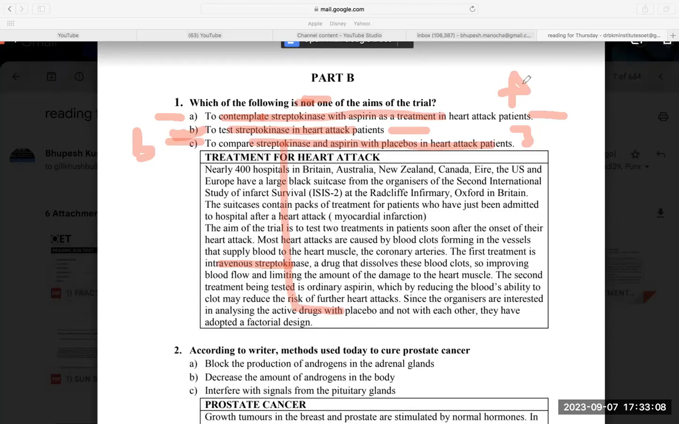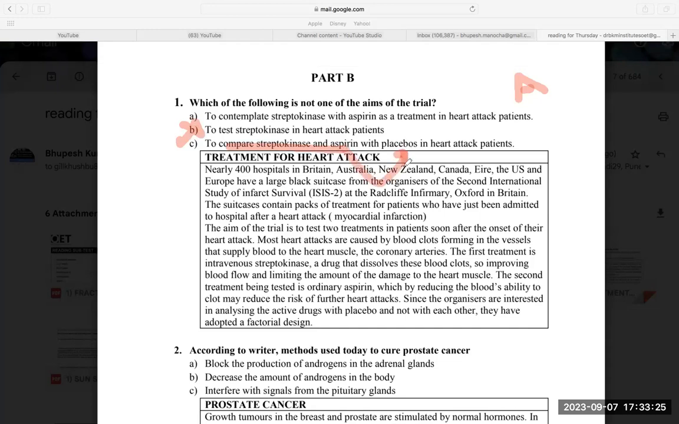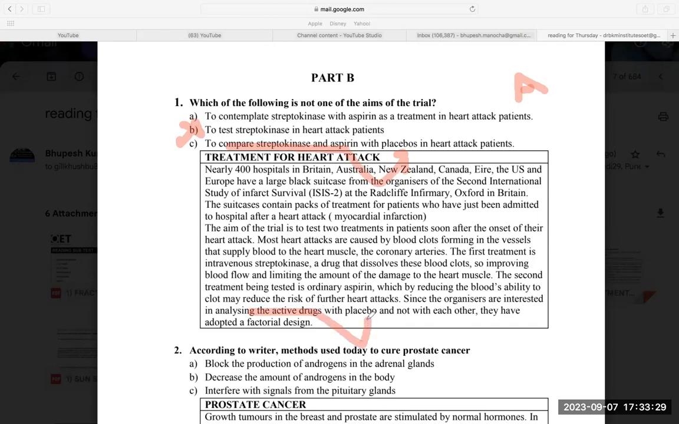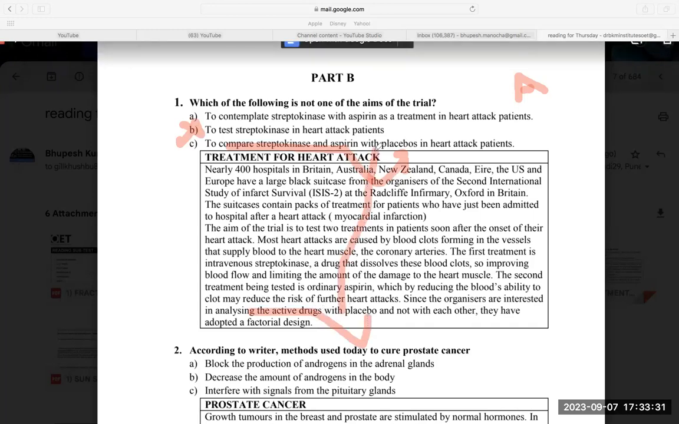But again, in an exam, I cannot be super confident. The main thing I want to teach you here is to save time. So I will do A and march forward. This 100% is not my answer, B. C, I am a little confused: to compare streptokinase and aspirin with placebos. Yes, but it is also given to analyze active drugs with placebo. So the word "also" is falling at the right place.